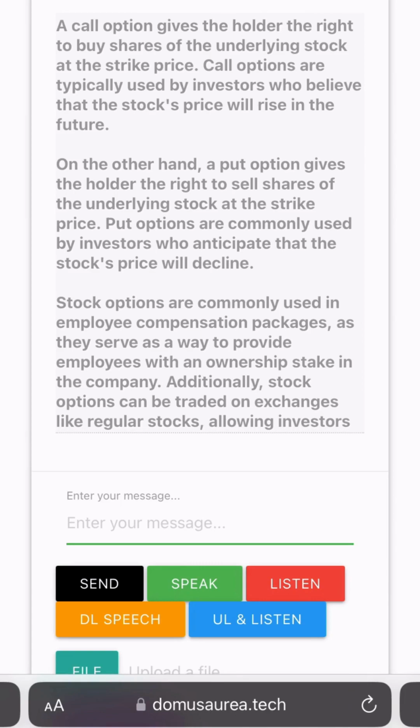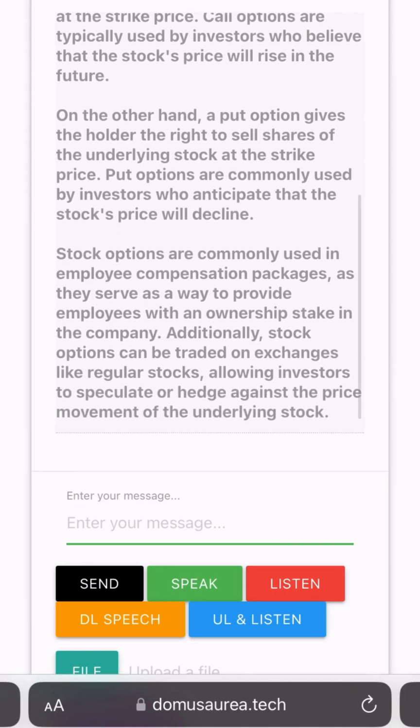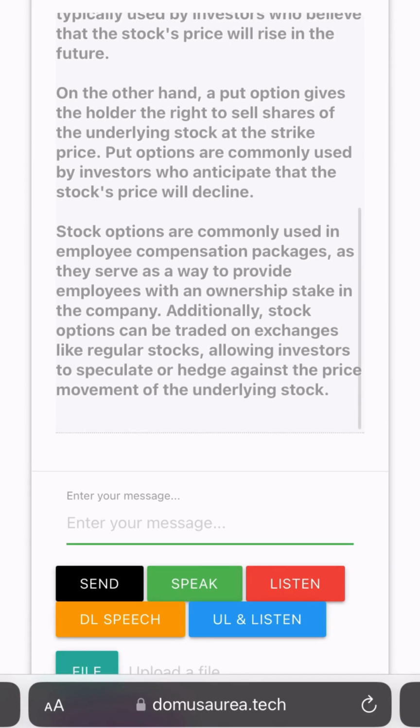A call option gives the holder the right to buy shares of the underlying stock at the strike price. Call options are typically used by investors who believe that the stock's price will rise in the future.